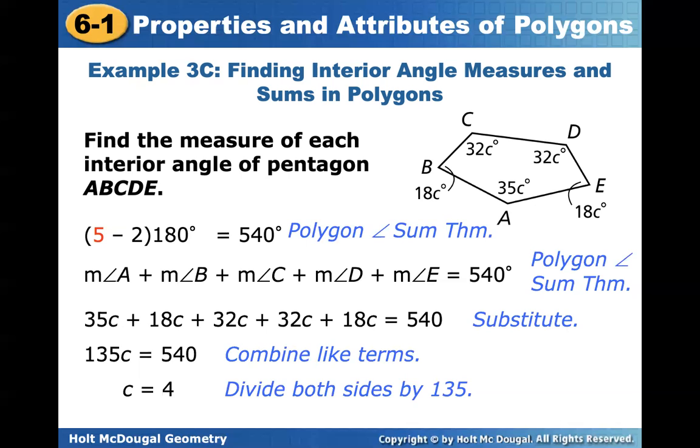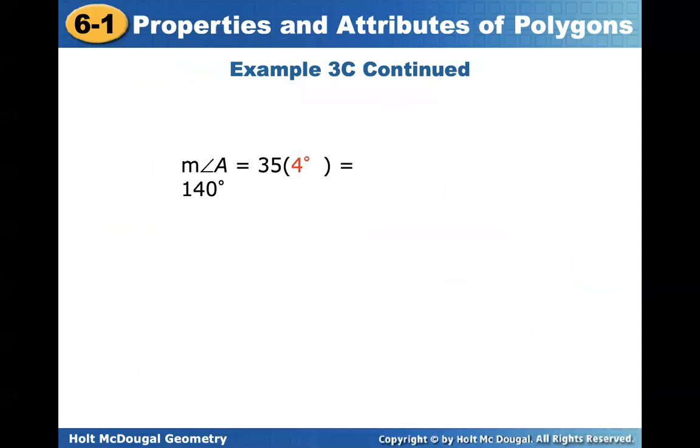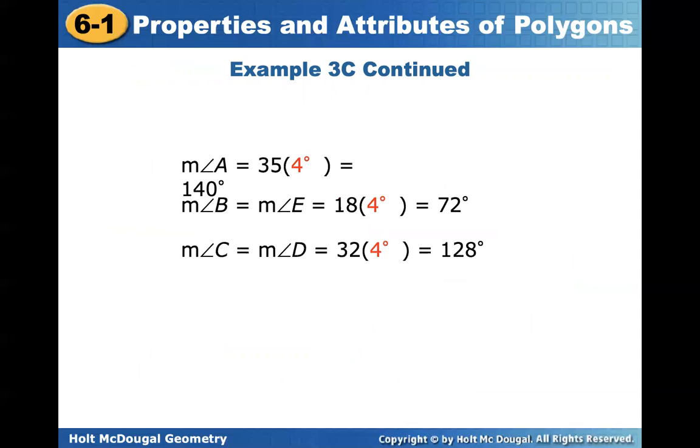I have to find the measure of each of these interior angles. So if I substitute 4 in here, 35C is 140 degrees. The two 18Cs are 72 degrees, and the two 32Cs are 128 degrees each. So you should have 140, a 72, a 72, a 128, and a 128 measure for those angles of that pentagon.